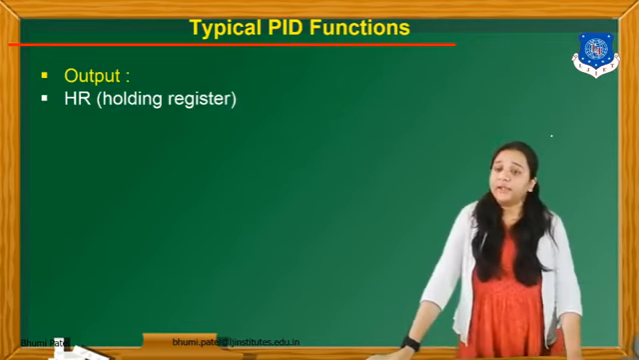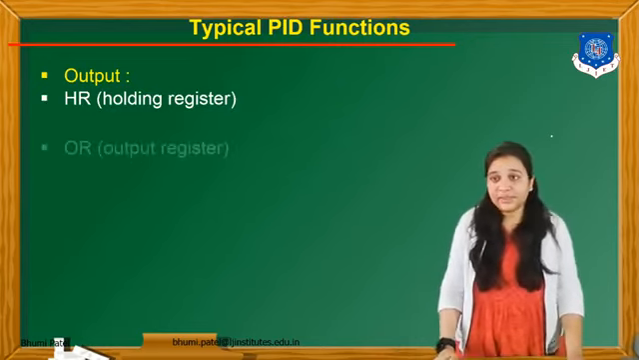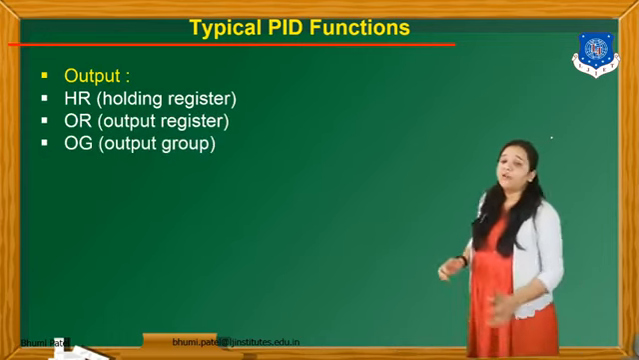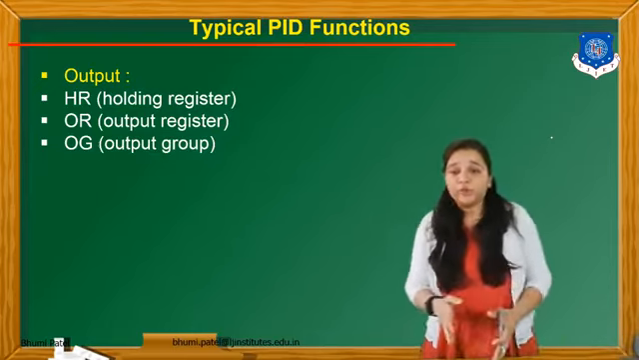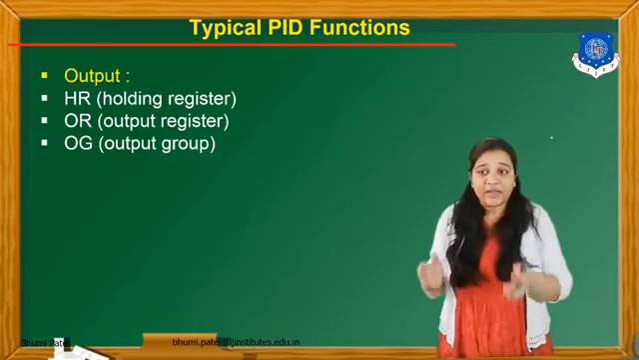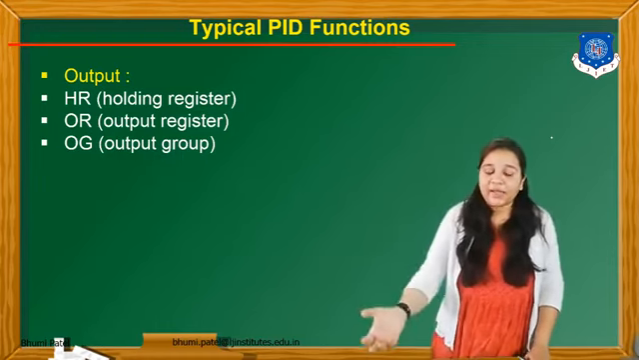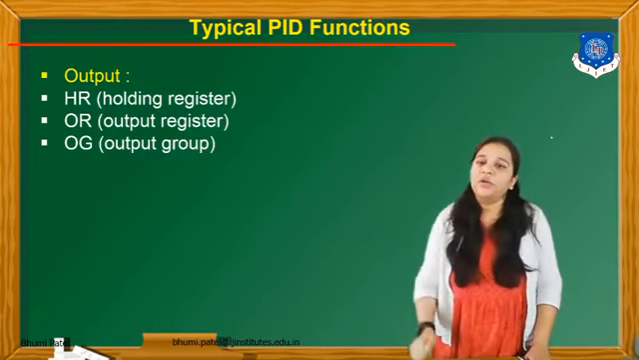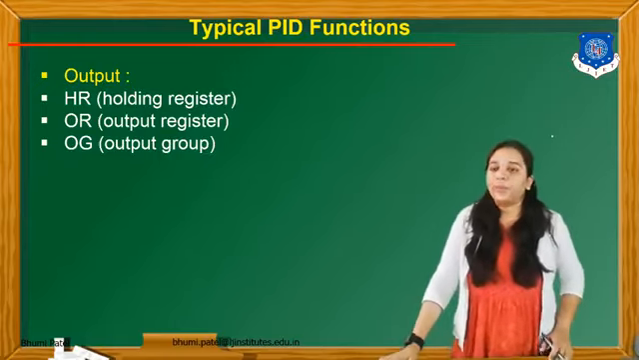Now the next one is output. We can store the output in this particular register: holding register, output register and output group. Why do we have to consider the holding register here? Because if we want to use the data for another process or another plant, at that time we can hold this data in this particular register, and then we have to take this data from this register location, and then we have to continue our PLC programming.